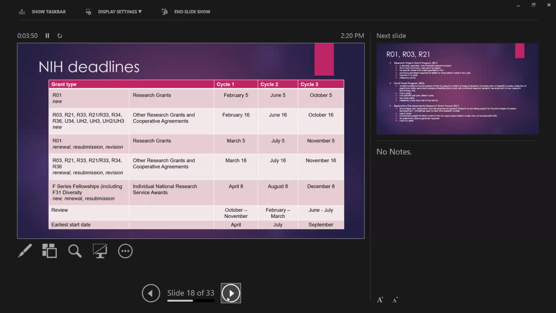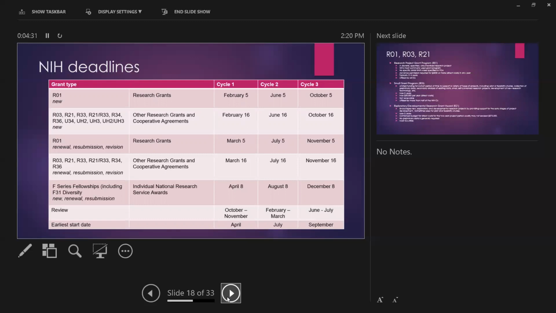So the deadlines. Most NIH grants are due in these three cycles of deadlines. So if you're applying for a plain old R01, it could be due February, June, or October 5th. And then this shows the cycles for other grants. So usually it's three times a year, and sometimes they're a little bit off. So the Fs are due April, August, and December 8th, which is nice because then the grants people aren't too busy to work with you because they're not rushing to get out the R01s for the faculty, which are due February, June, and October.